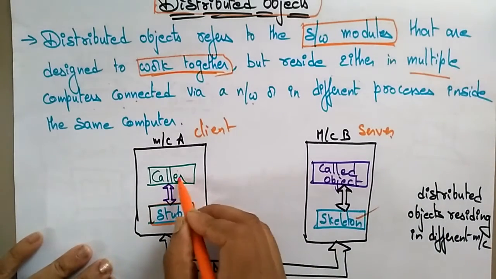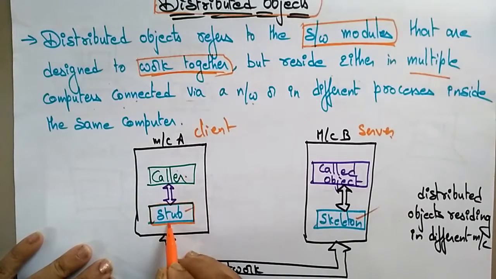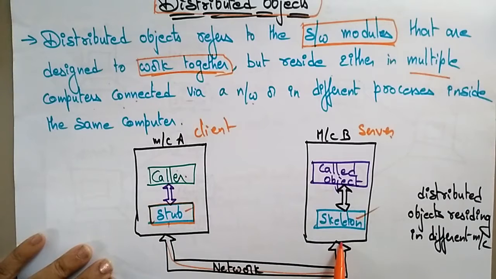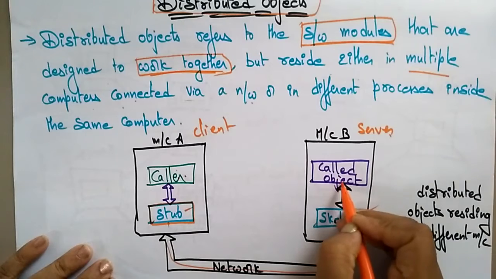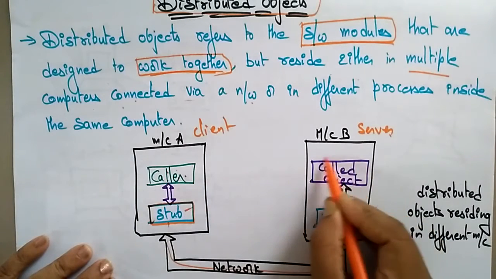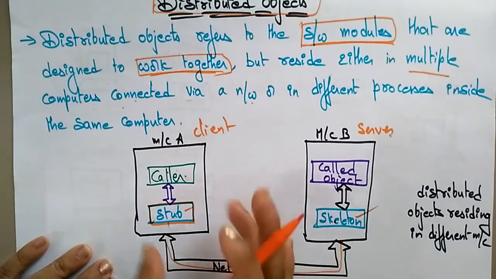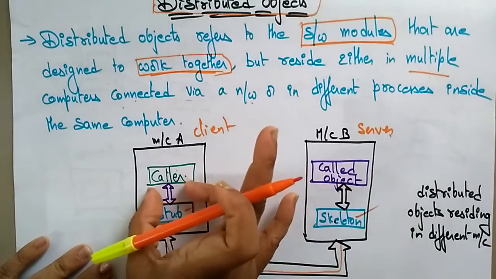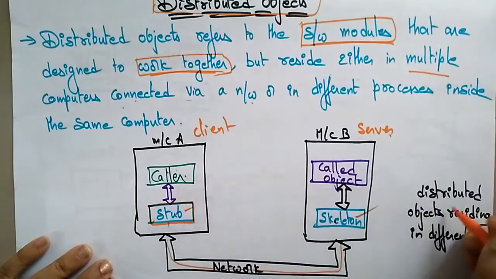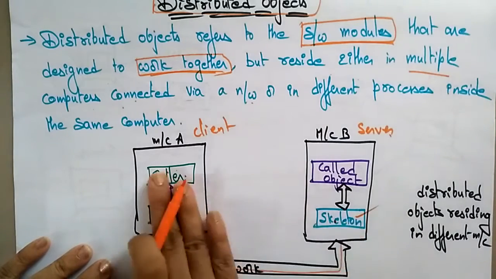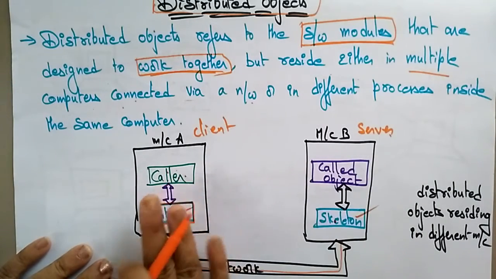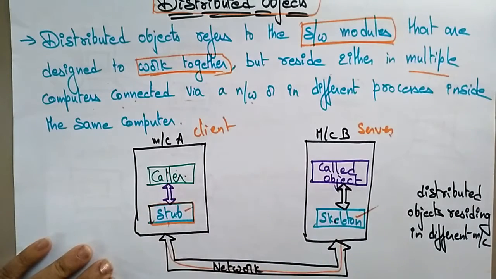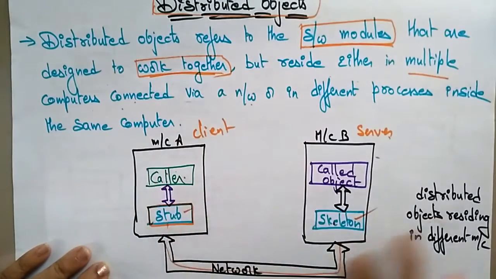So here the caller is calling through the stub, and these systems are connected over the network, and this is a skeleton at the server side calling the called object. Whatever the client is asking, the server is sending those called objects. So here the same objects are distributed in the client as well as the server. How? The client is requesting and the server is sending those objects. So these are distributed objects residing in different machines, the objects that are present in the server as well as in the client. So this is the distributed object concept.